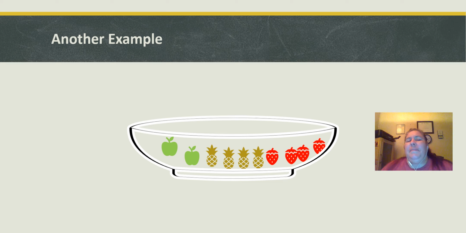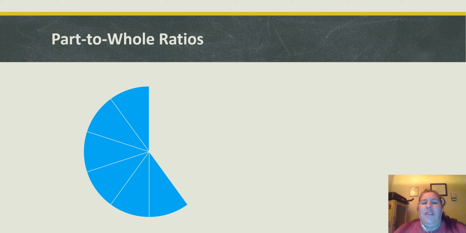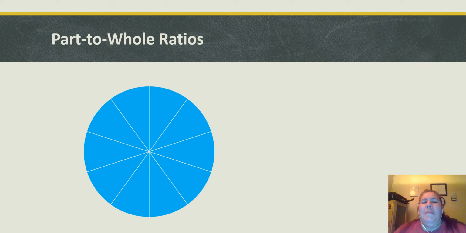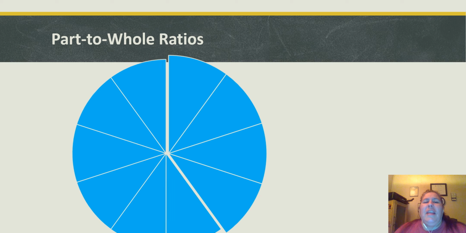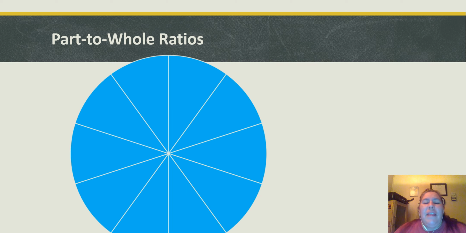Part to whole relationship. A part to whole relationship compares a selected number of parts of a whole to the total number of all parts in the whole. This ratio is comparing the 4 blue slices of the pie chart with the 10 slices that make up the whole pie chart. Another way to think about this ratio is comparing the blue slices of the pie chart with all the slices of the pie chart.